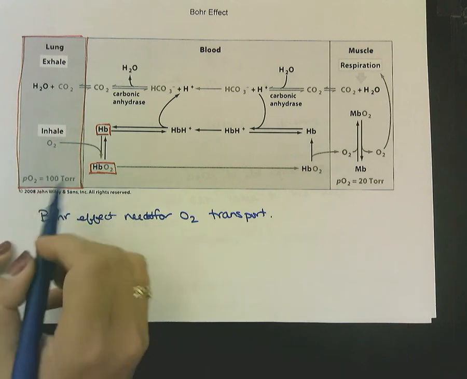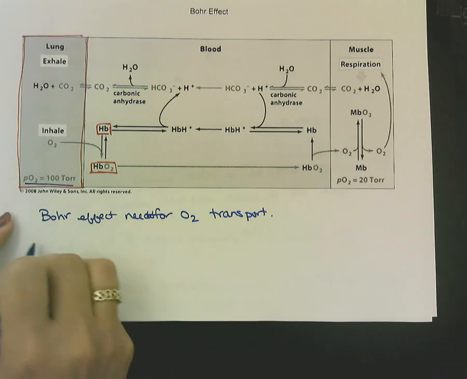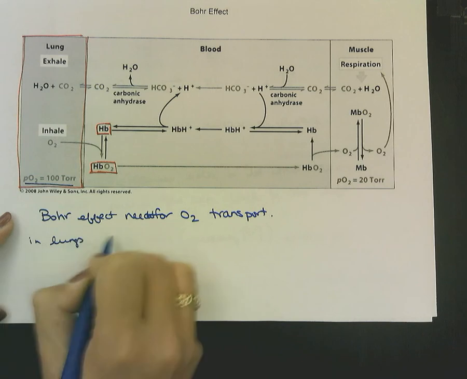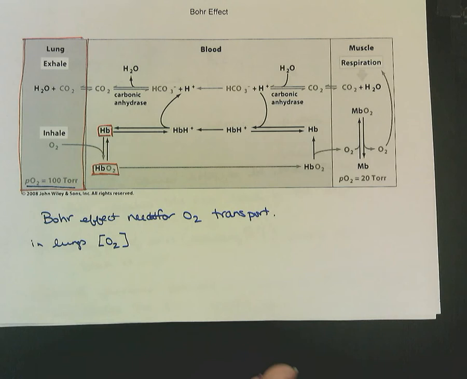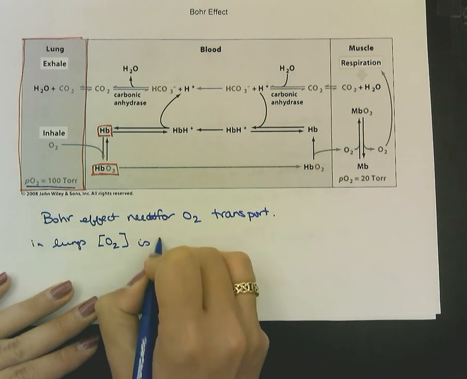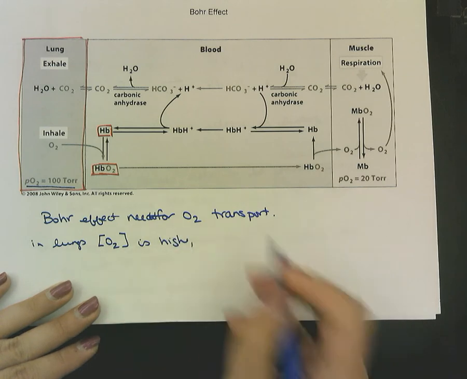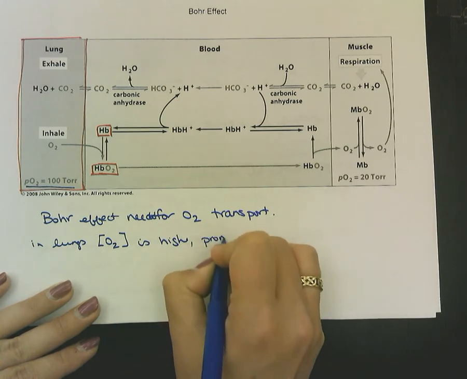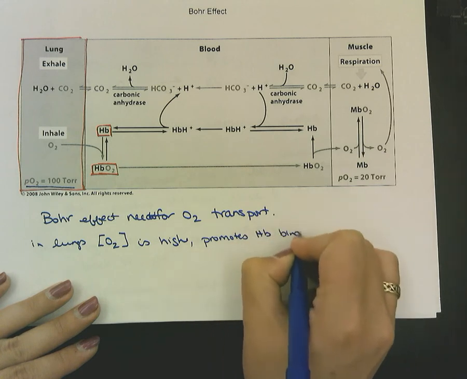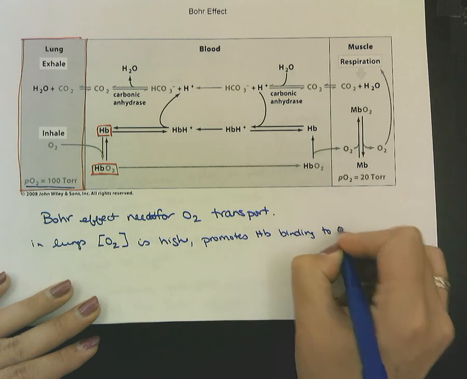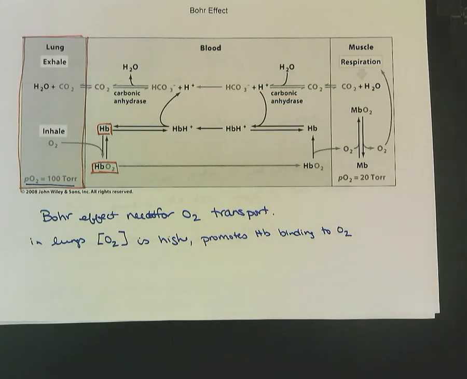So in the lungs, the oxygen pressure is high, which means the oxygen concentration is high. Either way you want to think about it, oxygen pressure, oxygen concentration, both true. Right, so if we're at high pressure, the hemoglobin is going to preferentially bind the oxygen and go into the R state.